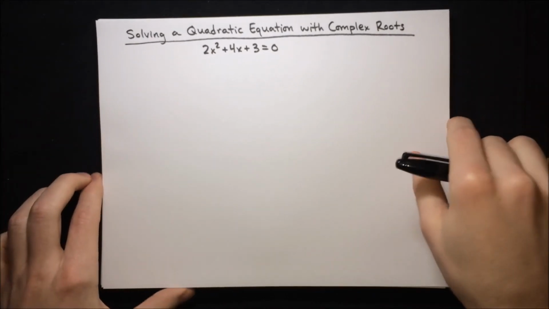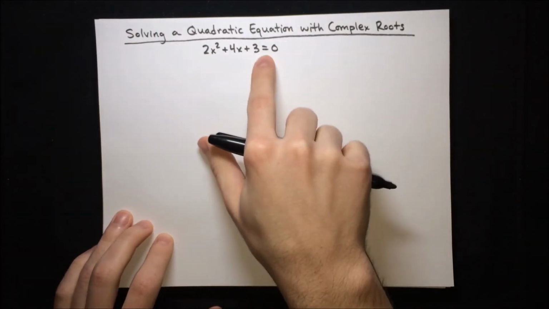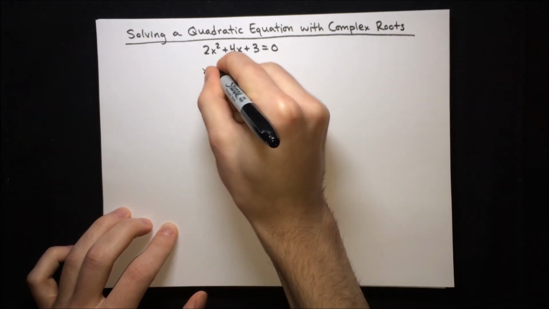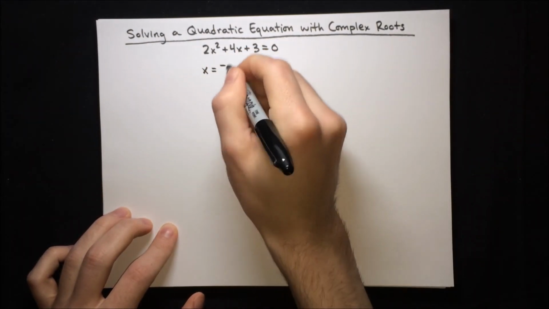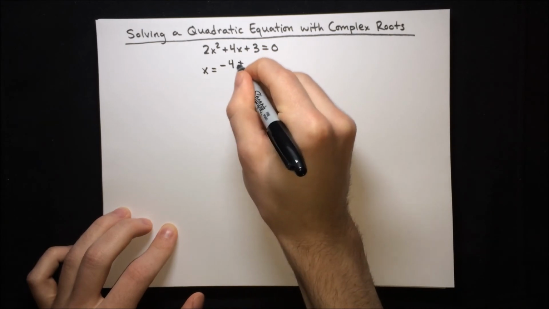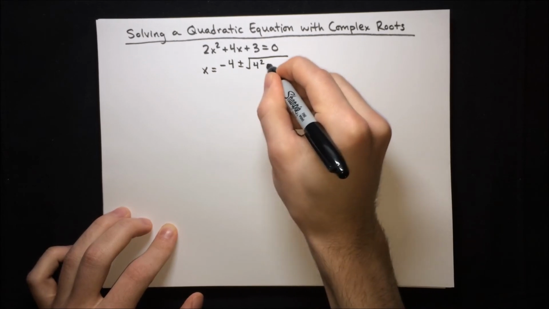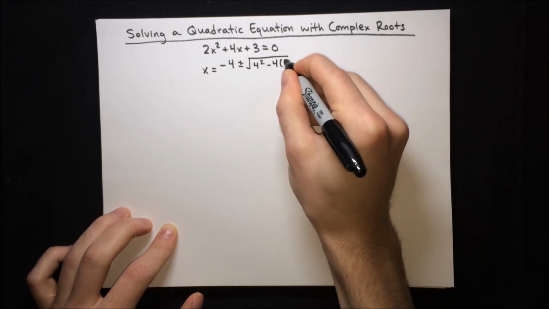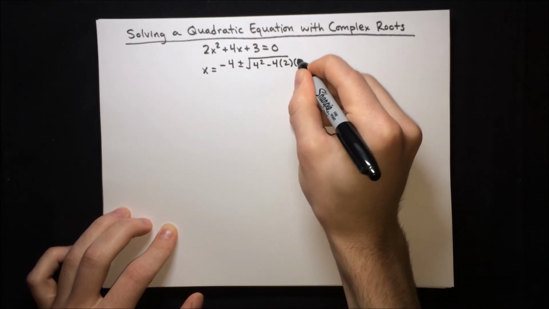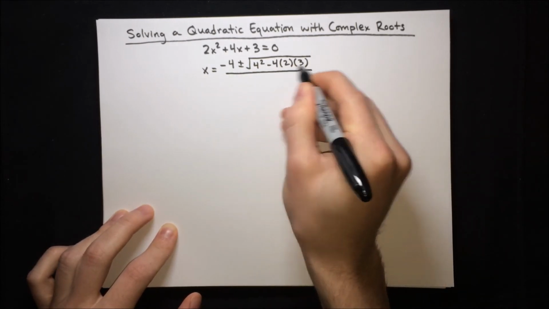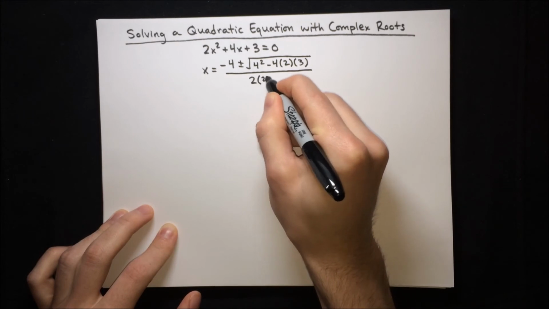For our last example, we'll solve this equation using the quadratic formula. So x equals negative b, which is 4, plus or minus square root of b squared, so 4 squared, then minus 4 times a, which is 2, times c, which is 3. And that's all over 2a, so 2 times 2.